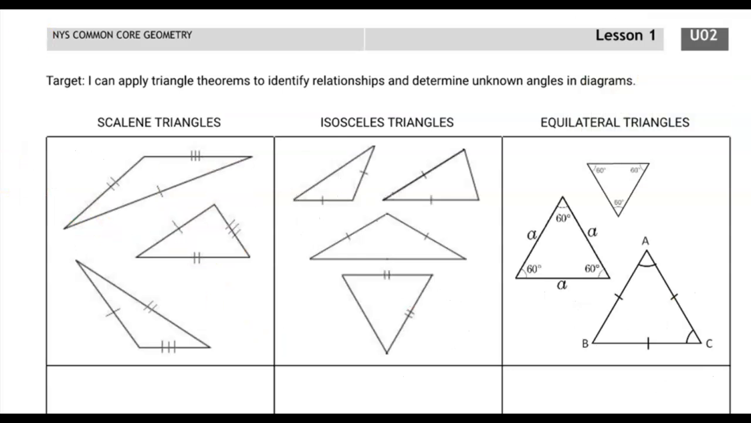The first thing I want to look at is the learning target. Today we're going to be applying triangle theorems, ideas about triangles or concepts that we believe about triangles, in order to identify relationships within the triangles. For example, if I know something about a piece of a triangle, I'll be able to figure something out about the other piece of a triangle. And we're also going to try to determine unknown angles in diagrams. We're actually going to go a little bit further than just unknown angles. We'll also be looking at unknown sides.